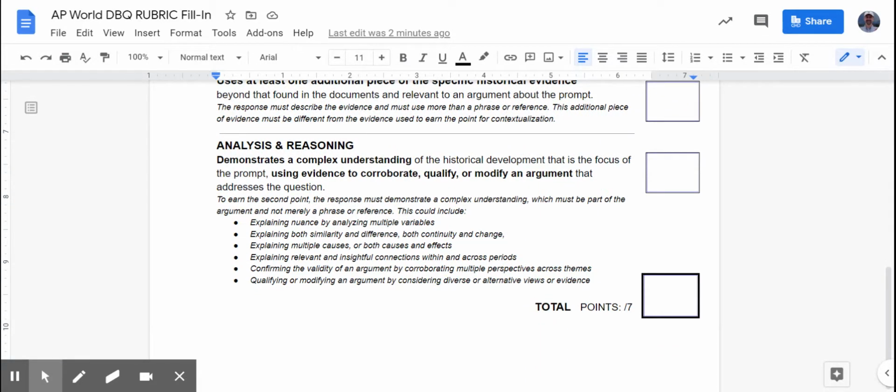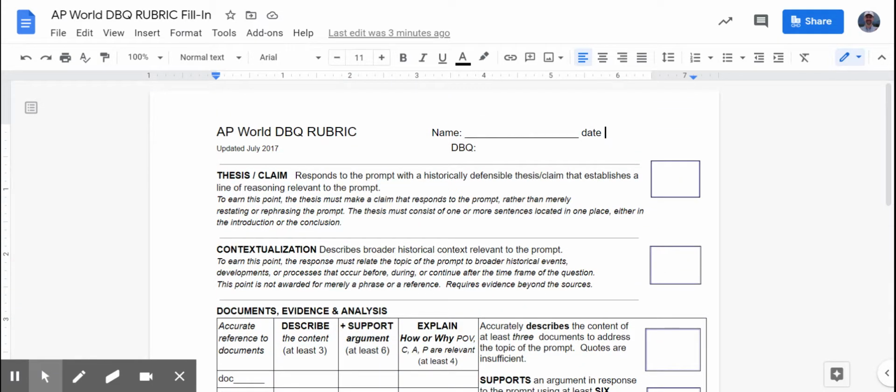There are 7 points for our marking purposes. Each of these categories is worth multiple points, not just a single point. So I can give you some credit for partially fulfilling each quality. However, on the AP exam, you either have it or you don't. So, for example, on the AP exam, there is 1 point possible for thesis and claim. Only 1 point. You either have it or you don't.